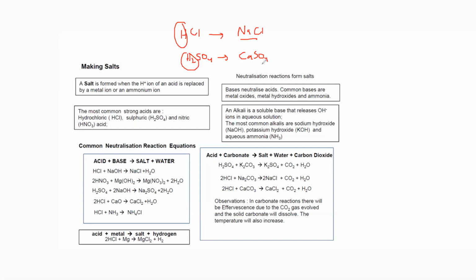How can we prepare a salt? There are different ways. The reactions of acids are basically the methods of preparing a salt. First one is acid-base reaction. When acid reacts with a base or acid reacts with an alkali, we'll get a salt. Second one is acid plus metal, which gives salt and hydrogen. Third one, acid plus metal carbonate will give salt, water, and carbon dioxide.